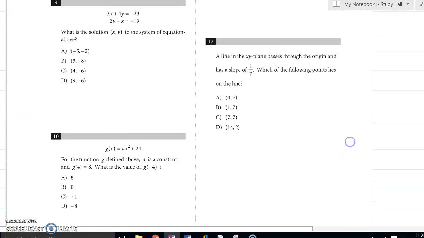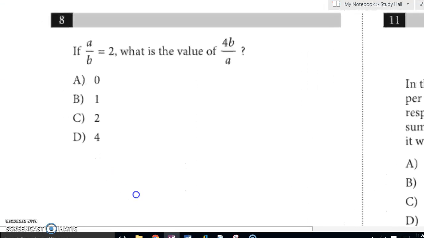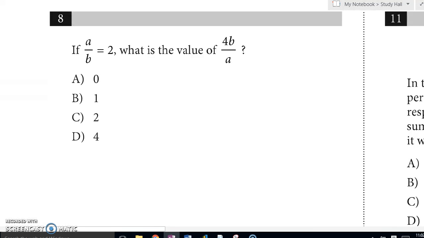Okay, let's also do page 2 on here. So it says, if A over B, there's an announcement. Continuing. If A over B equals 2, what is the value of 4B over A? Okay, this problem's getting a little bit more complicated, but what I notice is that here I have A over B, right? But I want to know what something is that has a B over A.